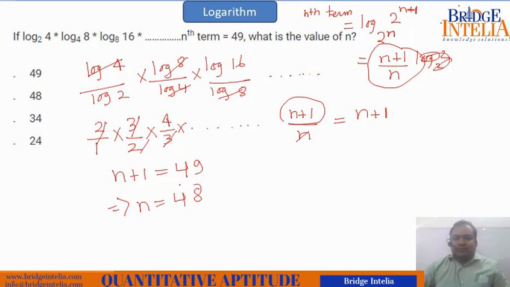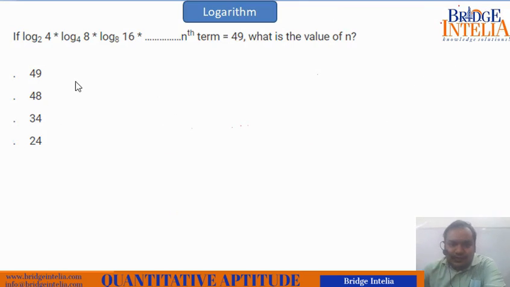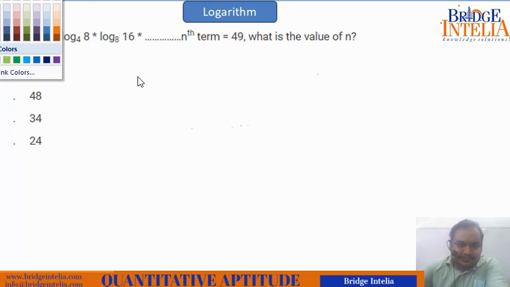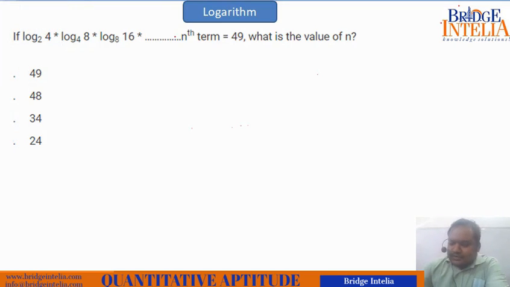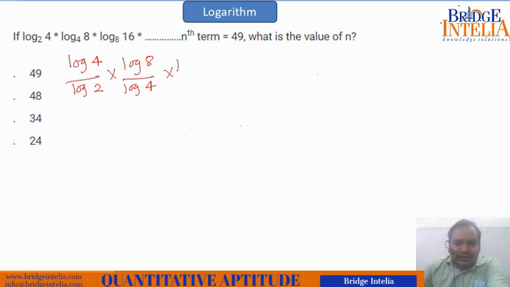This was the first method to solve. We will also see an alternative method to solve this. So let's see the alternative method. The terms when written in fractional form become something like this: log 4 by log 2, into log 8 by log 4, into log 16 by log 8, and so on up till the nth term.